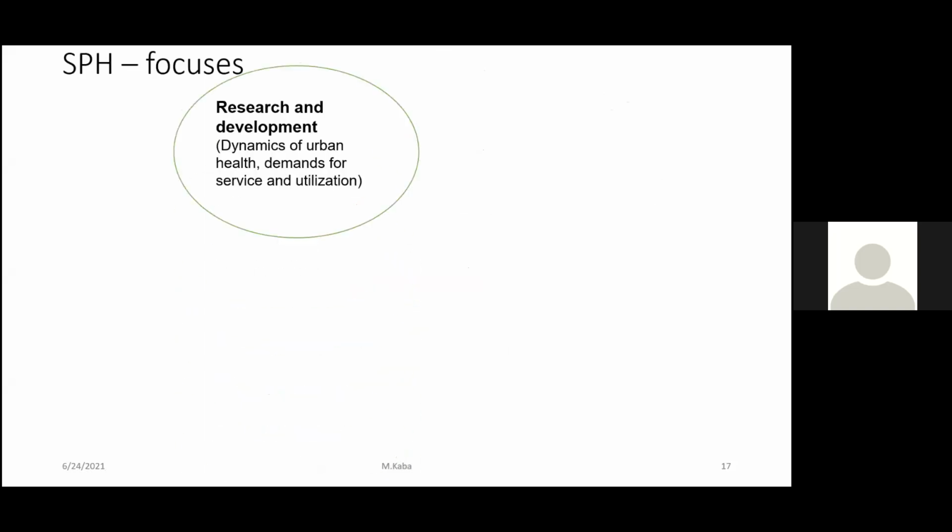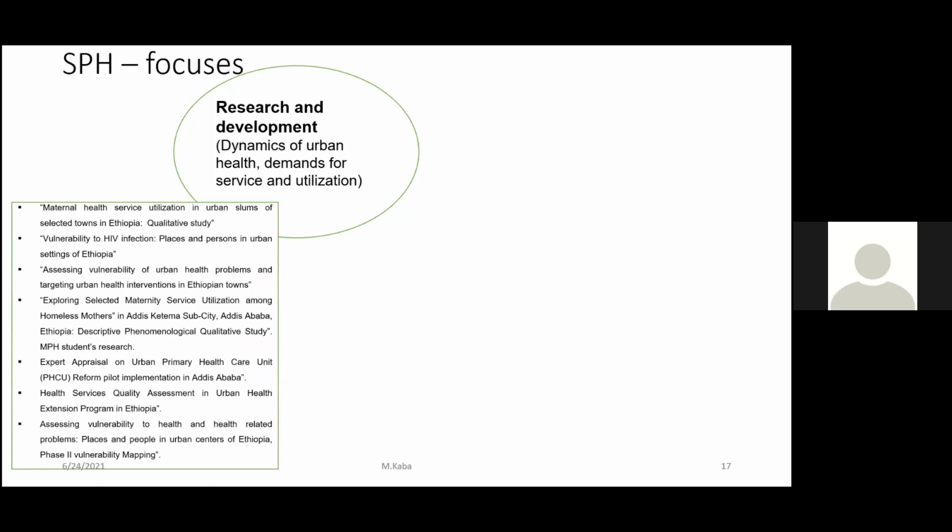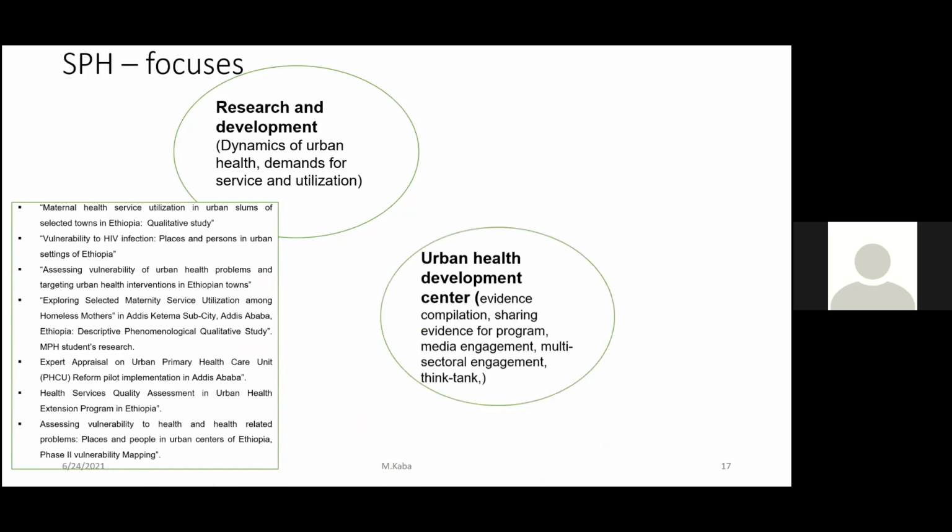So what did we do? For the School of Public Health, we have been involved in research and development where we have looked into the dynamics of urban health demands for service and utilization, where we have carried out a number of studies related to maternal health service utilization in urban slums. Very interestingly, we found out that maternal health service utilization in certain settings in Addis Ababa is far, far less than in rural areas. So aggregation of data is one of the major problems. Vulnerability to HIV infection in places and persons in urban settings are most affected, and the vulnerability has been missing. So those are studies that we have generated as evidence, and most of those are actually published.